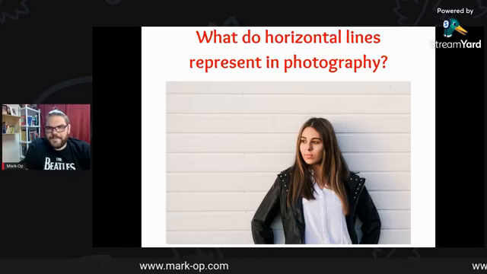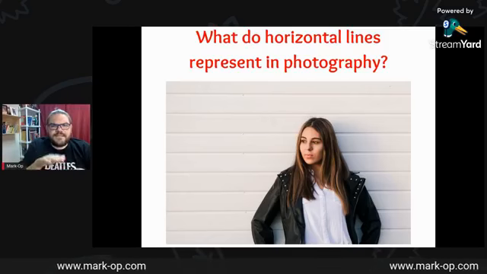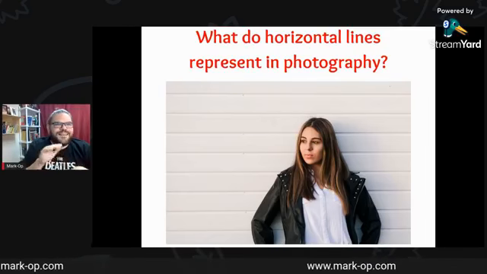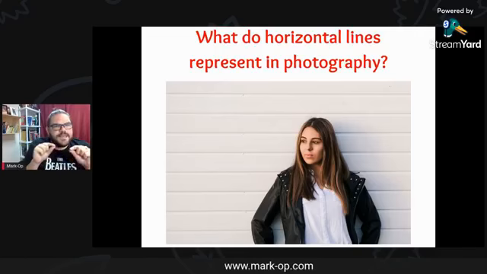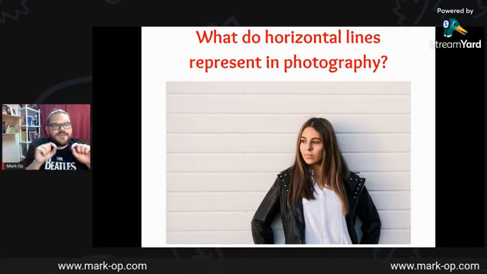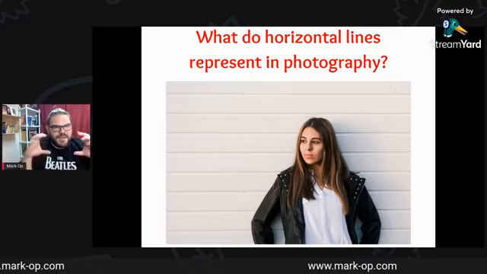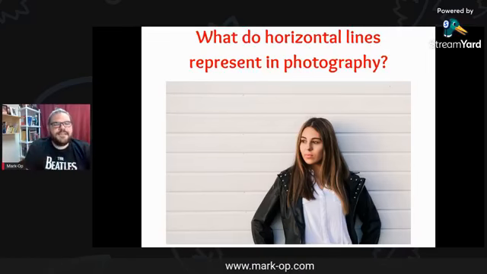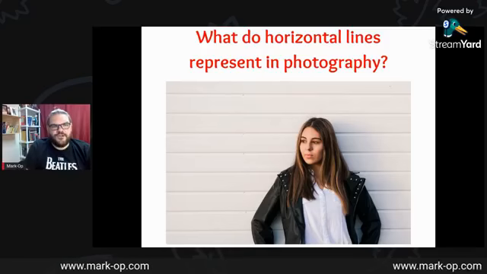The width of the lines also changes the feeling of the photo. If the lines are very thin, it's going to be a lot more delicate than if you had big, thick, dark lines. So the lines themselves have an impact on your image.